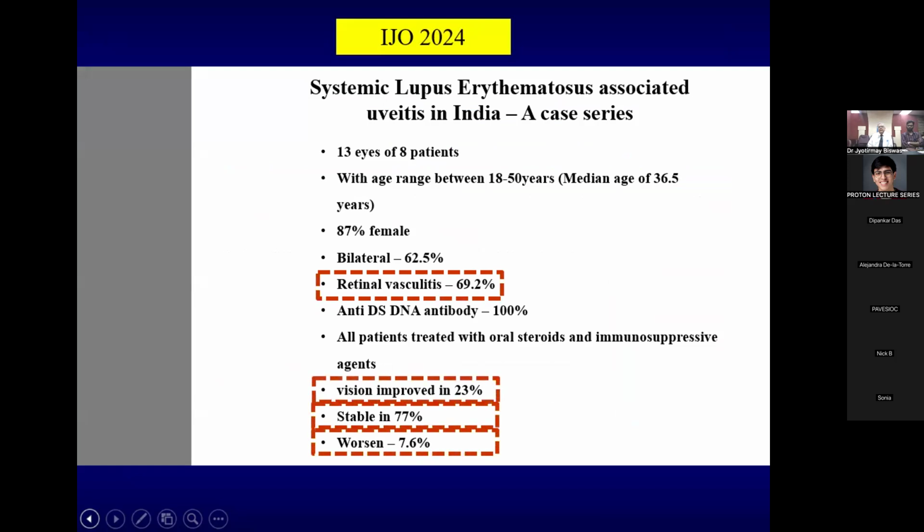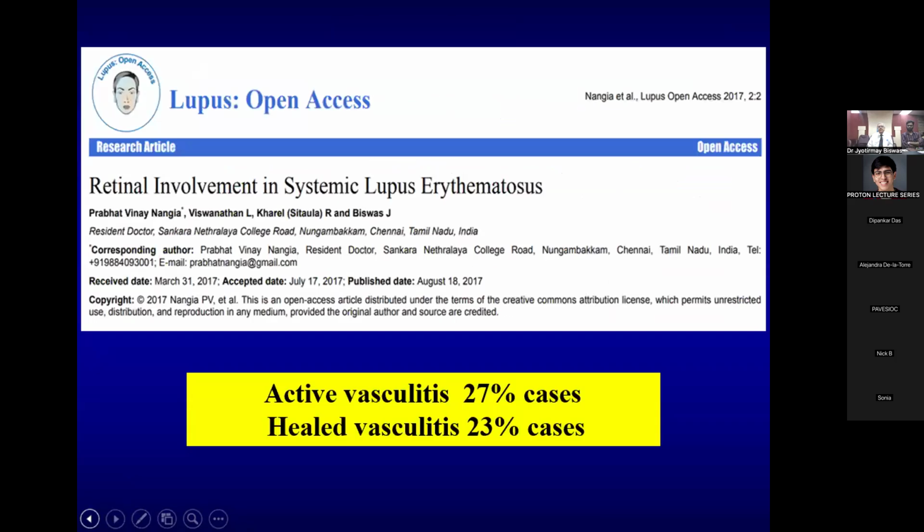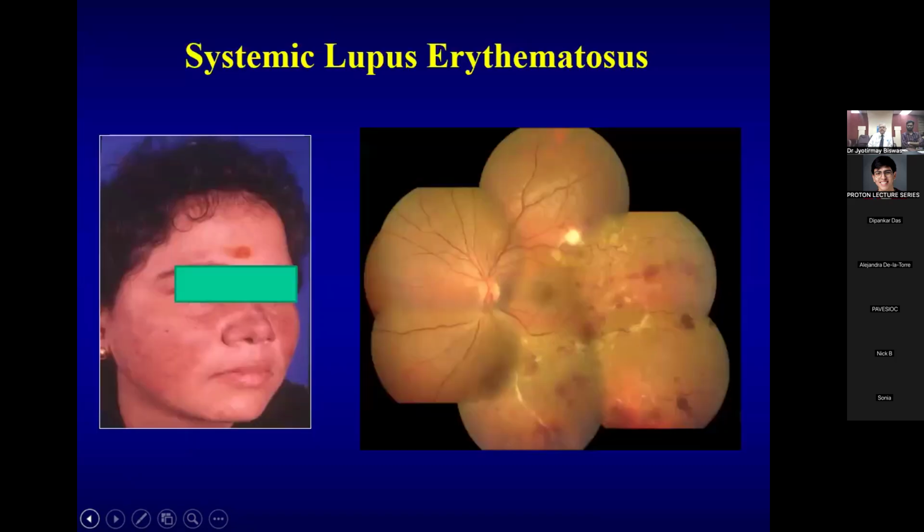Anti-dsDNA antibody was positive in 100% of cases. Vision improved with immunosuppressives and steroids in 23% of cases, was stable in 77%, and worsened in 7.6%. Active vasculitis was seen in 27% of cases, and healed vasculitis in 23%.